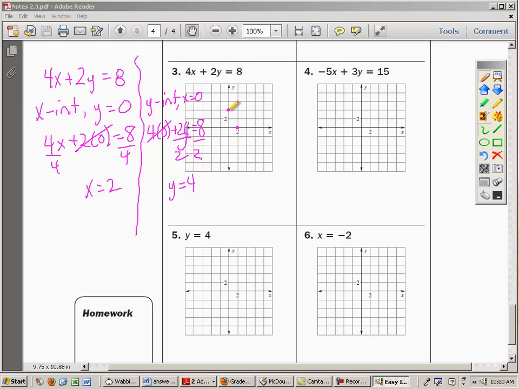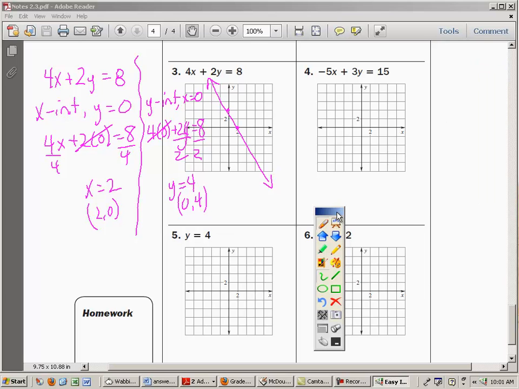So I've got the point 2, 0, and I've got the point 0, 4, and now I'm going to go ahead and connect those two with a straight line. And once again, you guys use a straight edge. I have a little difficult time doing that, but that's basically what your line looks like.